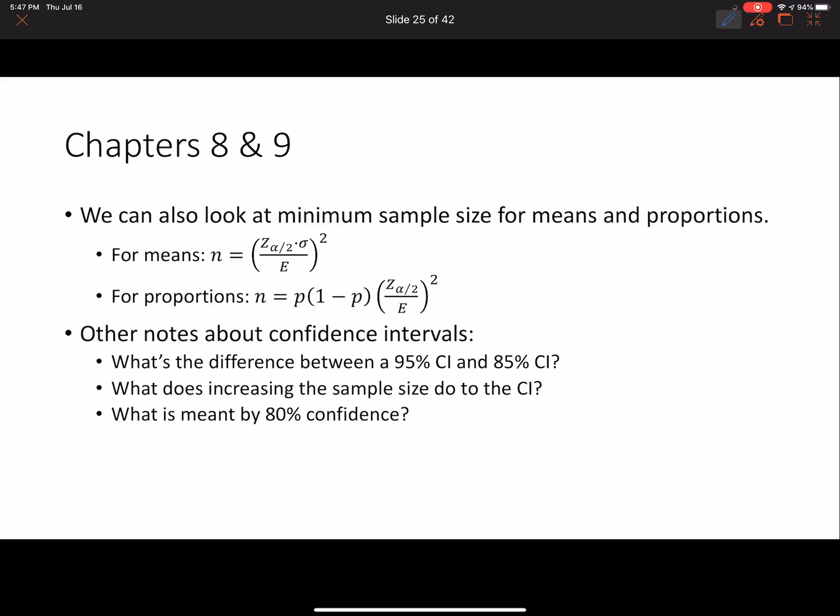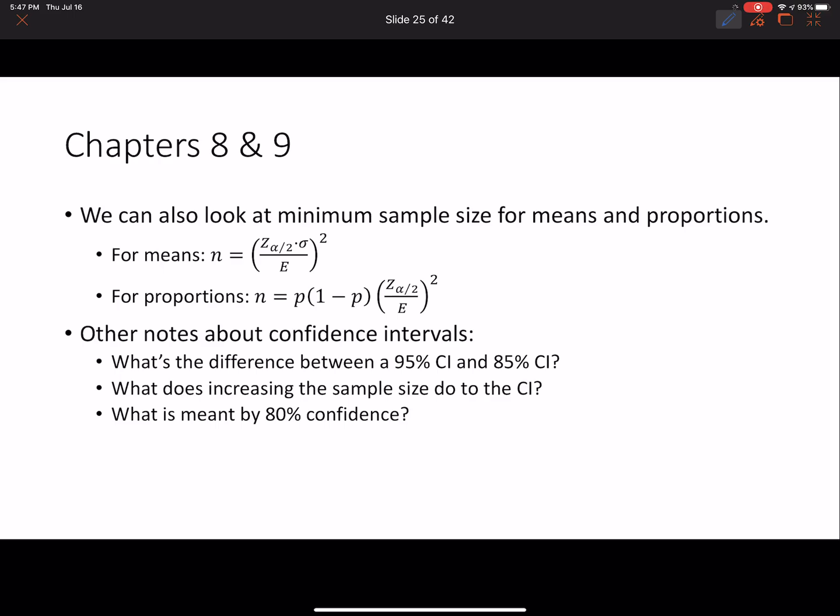The first bullet point here: what's the difference between a 95% and an 85% confidence interval? Well, the difference, not just in the numbers themselves, is that the 95% confidence interval contains more samples than the 85% confidence interval. The reason is that an 85% confidence interval says if we take 100 samples, 85 will contain the true parameter. And in a 95% confidence interval, if we take 100 samples, 95 contain the parameter. So very obviously, 95% contains more samples.